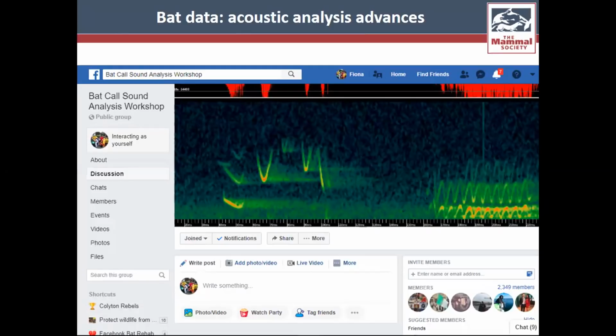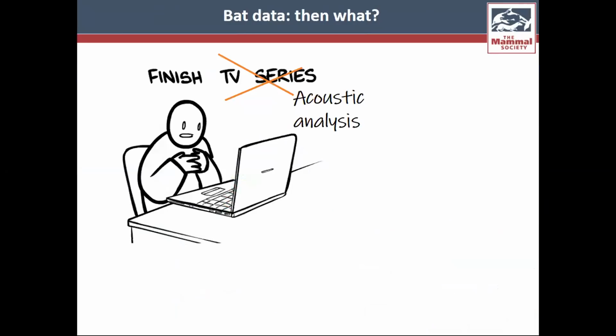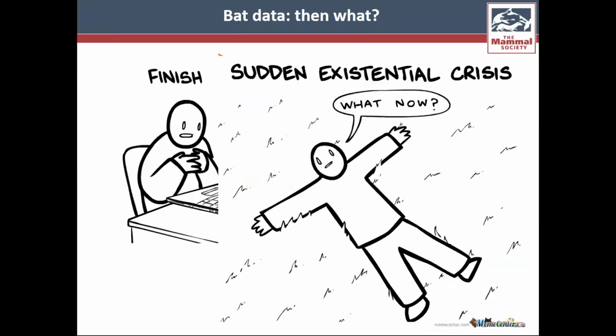But it seemed to me that there was then a big gap. Okay, so we've all gone crazy. We've spent 3 months doing nothing but sound file analysis. And then what? And, you know, it can provoke that existential crisis of, oh my God, I've got all this data, all this information, what am I then going to do with it?